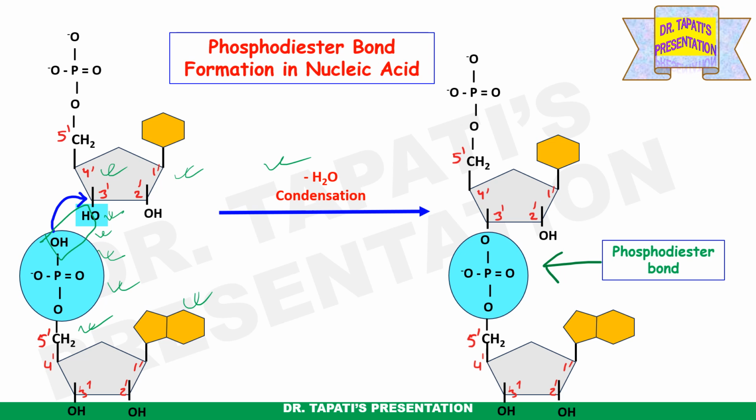But you can see here two ester bonds are present. This is one ester bond and this is another ester bond. So here in the second picture you can see this is one ester bond and this is another ester bond. Therefore, it is known as the phosphodiester bond, and phosphodiester bond is formed in between 3' and 5' position. So this bond is known as the 3'-5' phosphodiester bond.